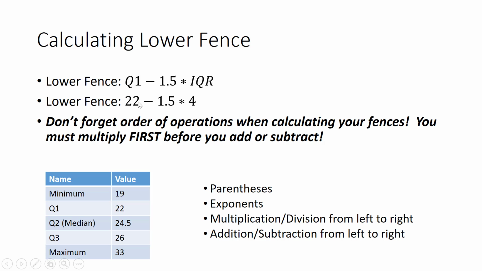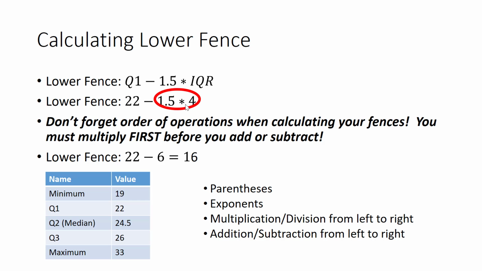So look at this equation. Do we need to subtract first, or do we need to multiply first? Pause this video and answer out loud, then unpause to see if you are correct. If you said that we need to multiply first, you are correct. So 1.5 times 4 is 6, and 22 minus 6 is 16. Again, if you forget order of operations, you will not be able to correctly calculate your upper and lower fences.